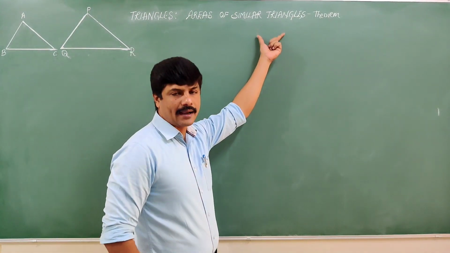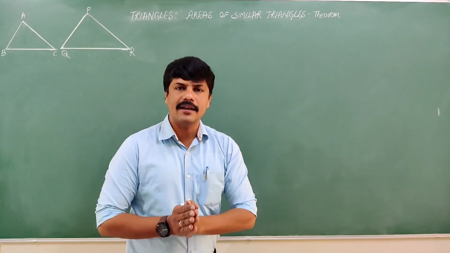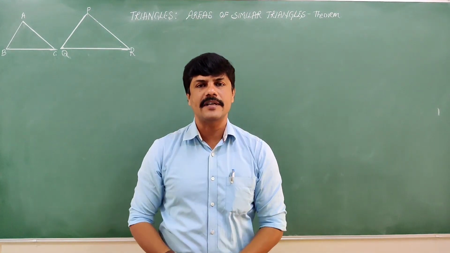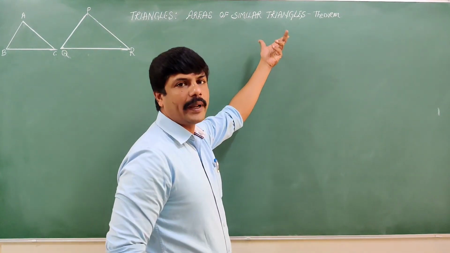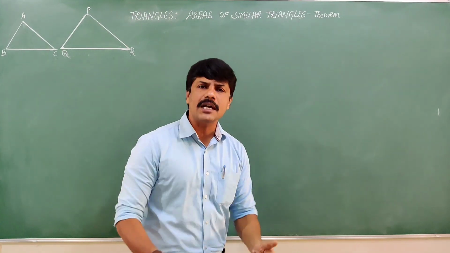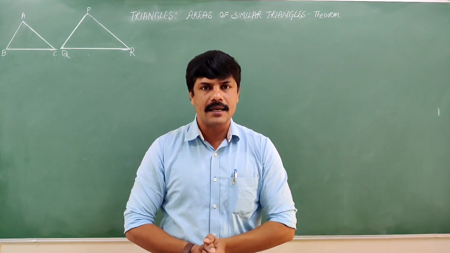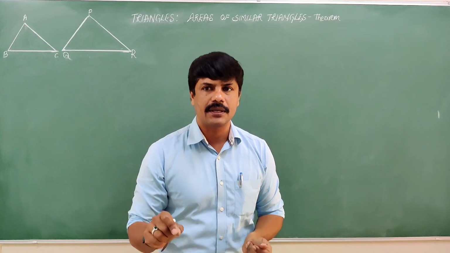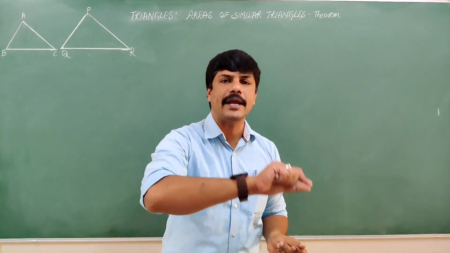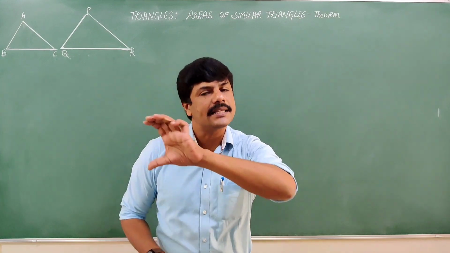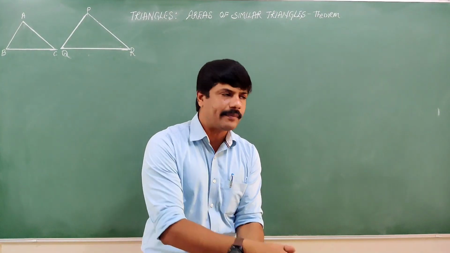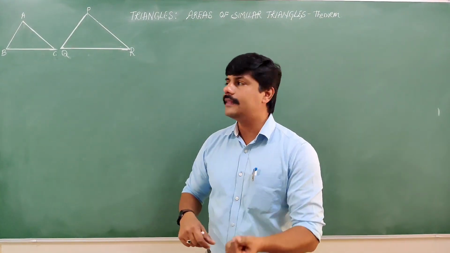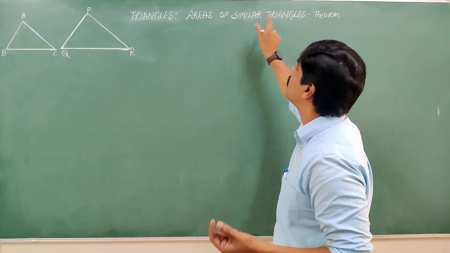And the meaning of similar triangles. Two triangles are said to be similar if they satisfy two conditions. Which are those conditions? Corresponding angles must be equal, and corresponding sides must be in the same ratio. If the corresponding sides are in the same ratio and the two triangles are equiangular, then they could be declared as similar triangles.